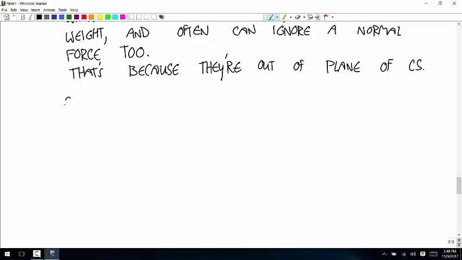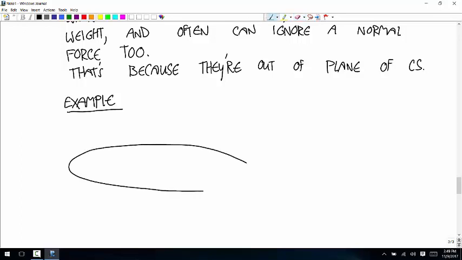Okay, so let's do another example, and this is one where we'll see that. So let's say a ball is moving in a circular path like this, along a smooth table, like imagine this is a glass surface or something. And it's connected to a post in the middle.